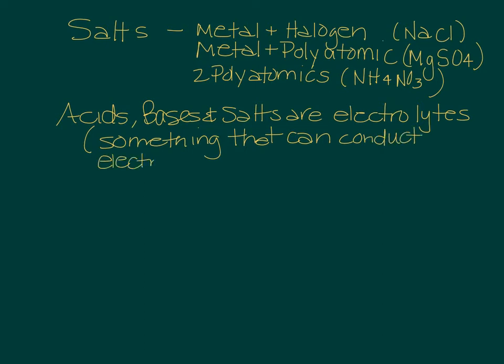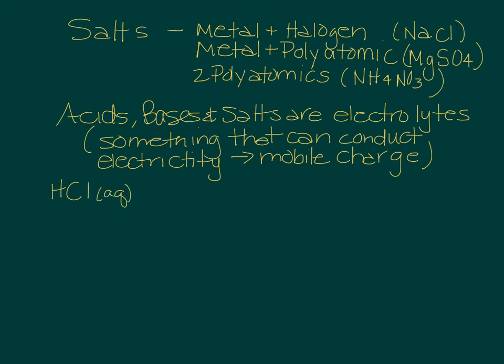And in order for something to be able to conduct electricity, it has to have mobile charge. Now, we already know that metals conduct electricity because they have mobile electrons. Acids, bases, and salts conduct electricity because they have mobile ions. For example, and you don't have to write this part, HCl, when I put that in water, it dissociates. I'm just going to write it as HCl aqueous, make it easier, takes less room. So HCl aqueous dissociates into H plus and Cl minus. There's my mobile ions, charge.